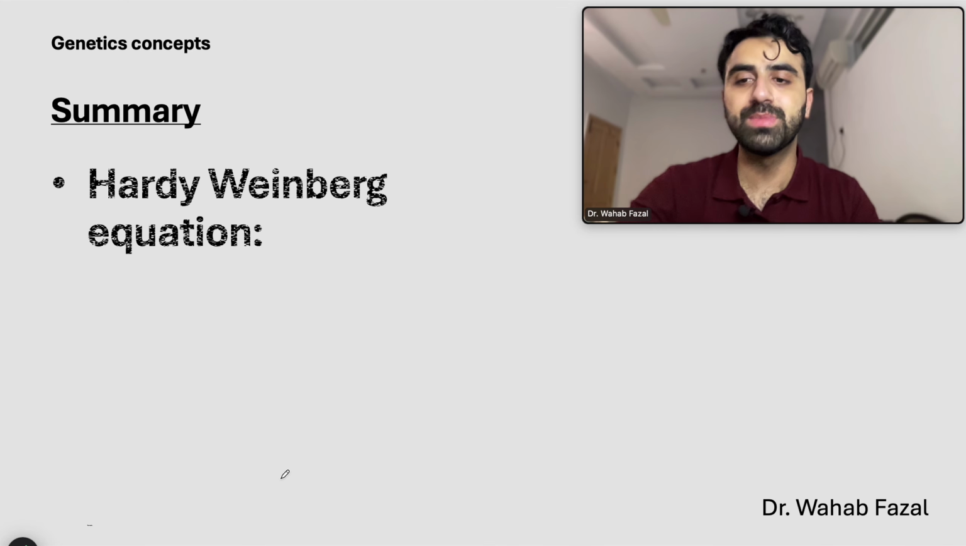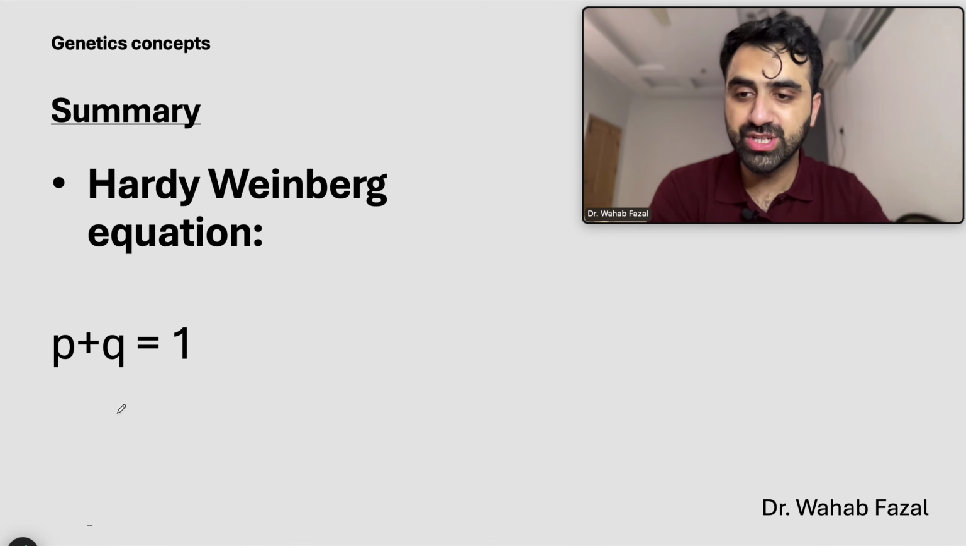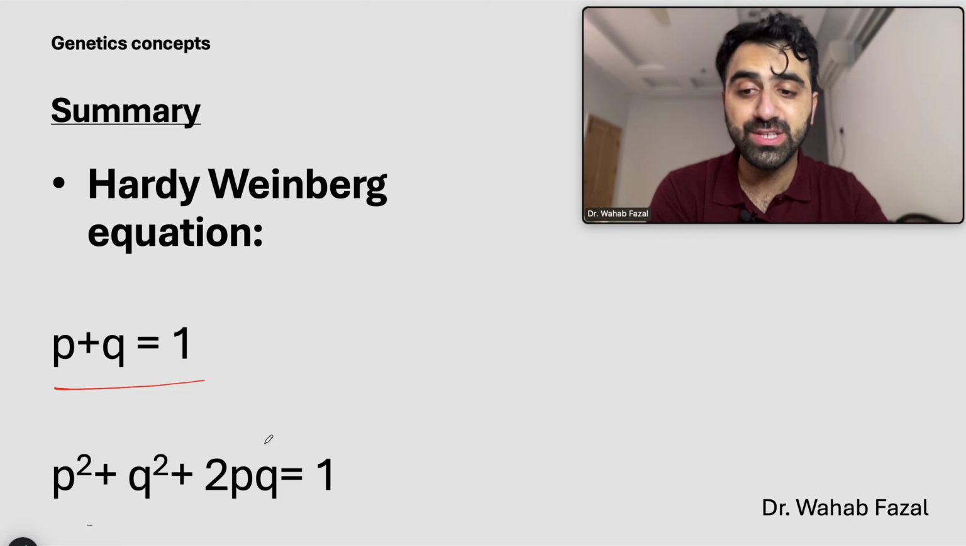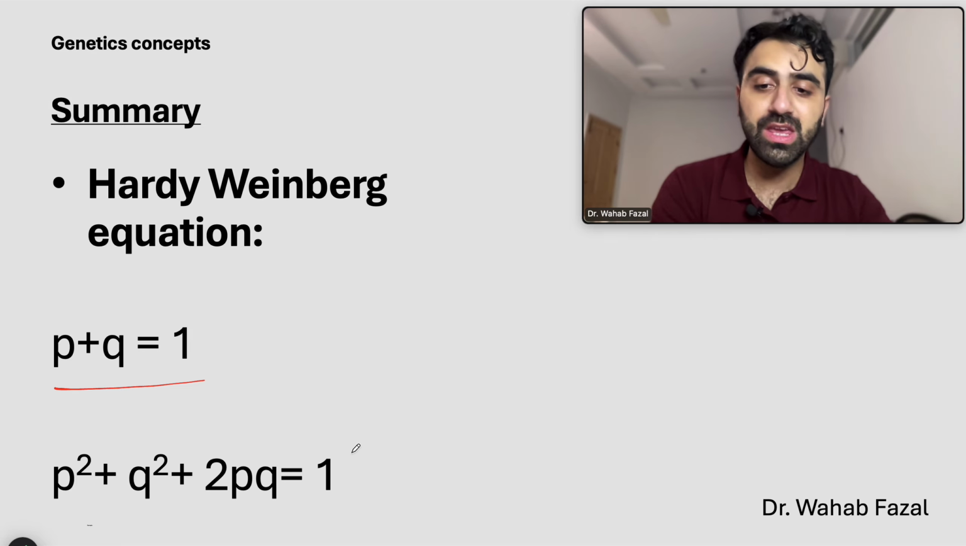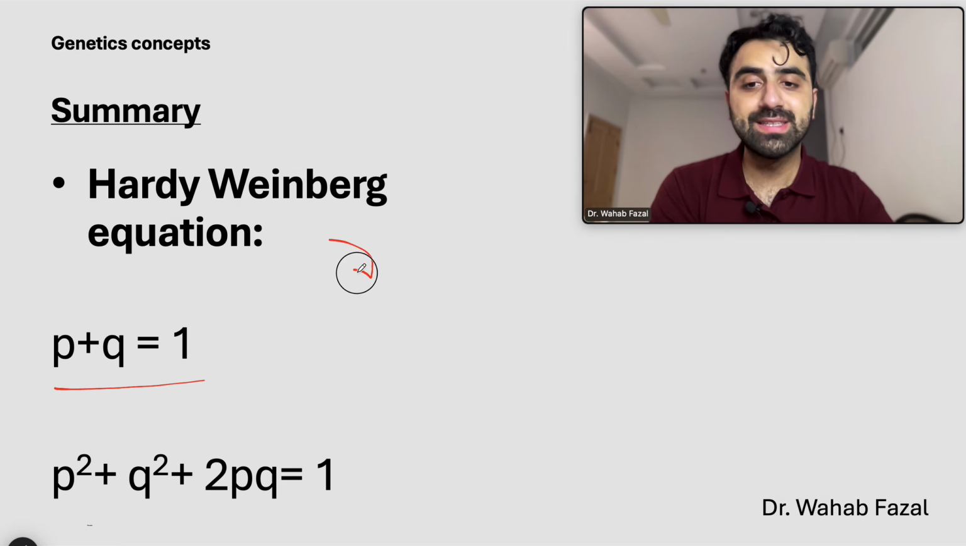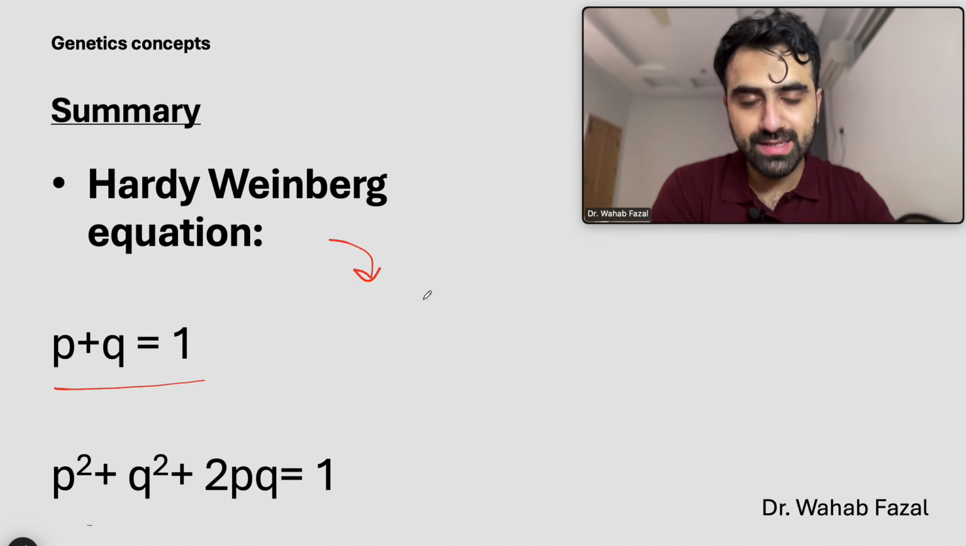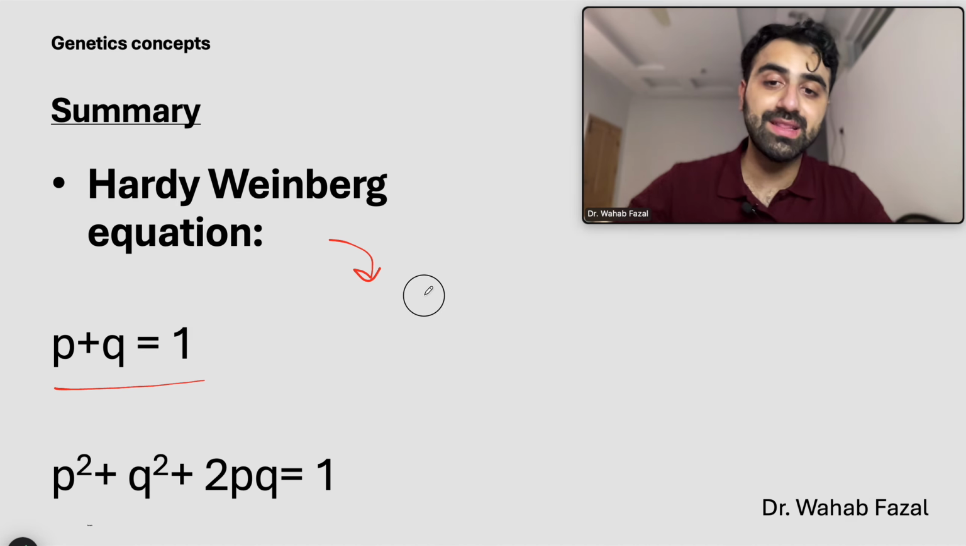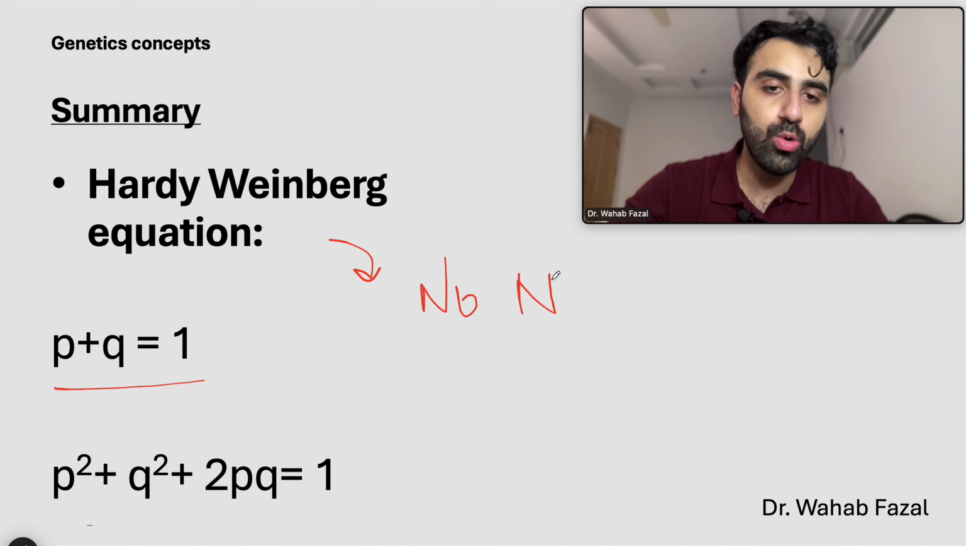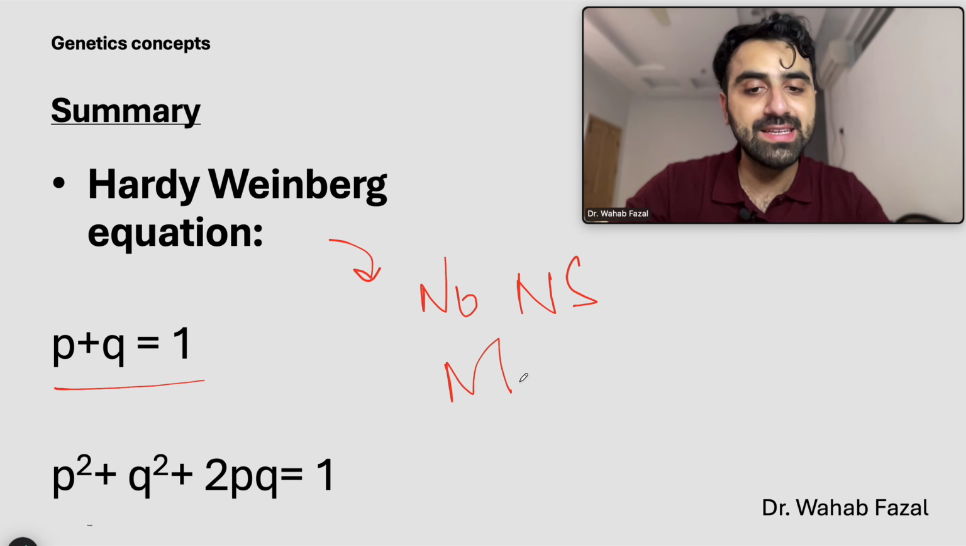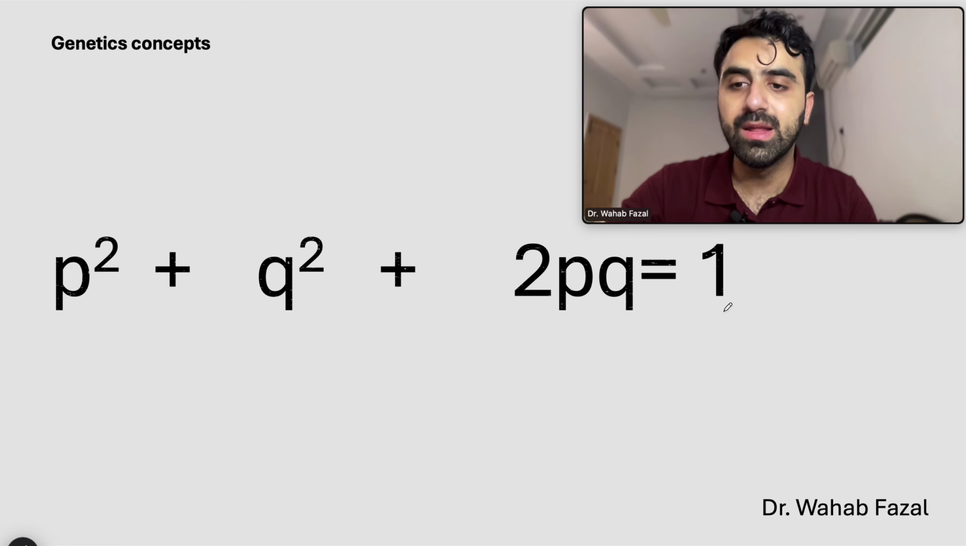What's the takeaway from this lecture? The Hardy-Weinberg equation is p plus q is equal to 1, or p squared plus q squared plus 2pq is equal to 1. And what's the assumption? There's a basic assumption that there is no natural selection, and the mating is completely random, right? This is the basic assumption of the Hardy-Weinberg equation.